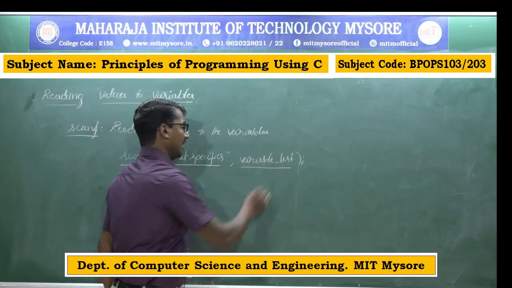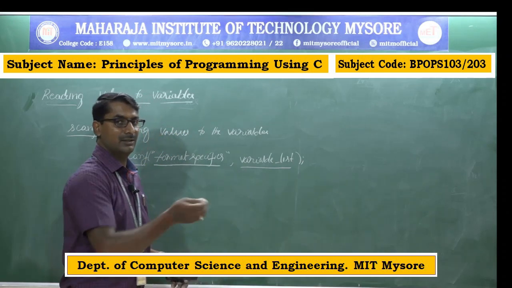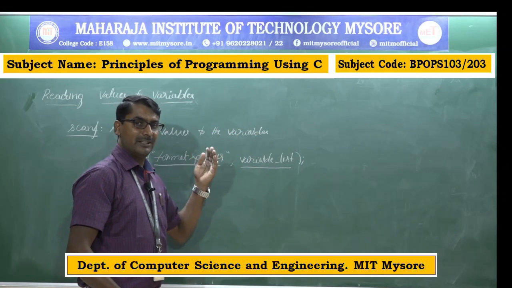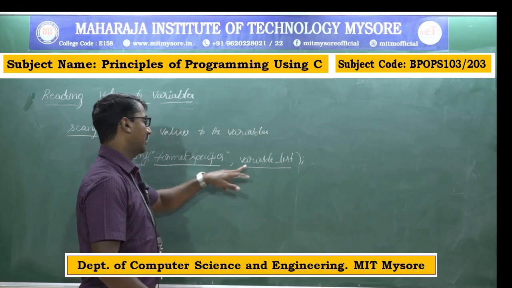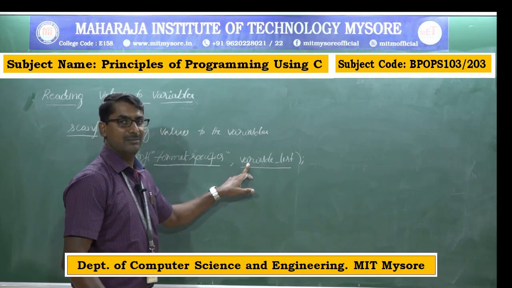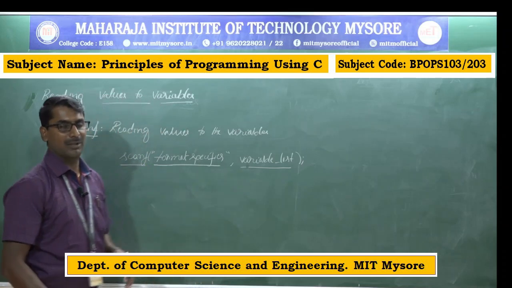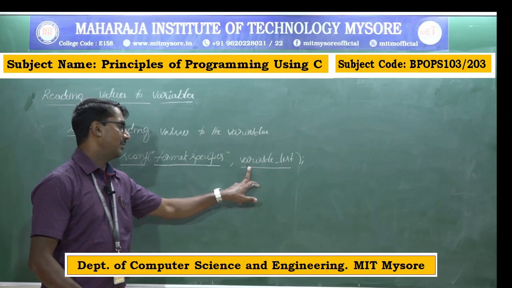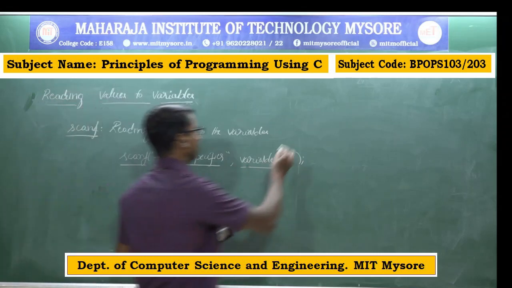Then the variable list. So to which variable we need to assign the value. When you are reading the value, we need to specify the location of the variable we are reading the value for. So here we specify the variable list. The variable list must be separated by comma. If you are using more than one variable, the variables must be separated by comma. Okay, example.